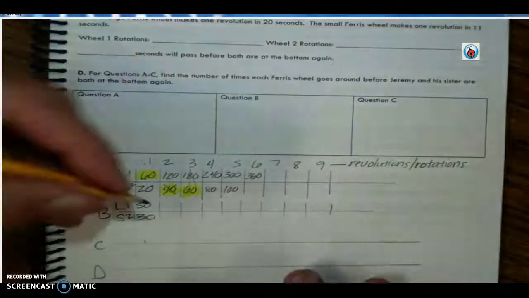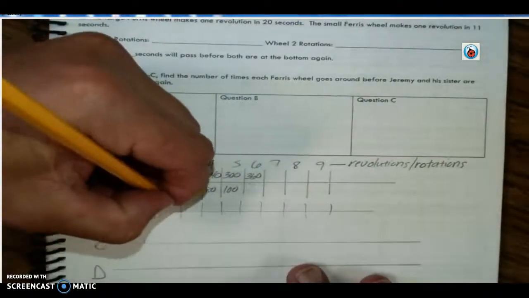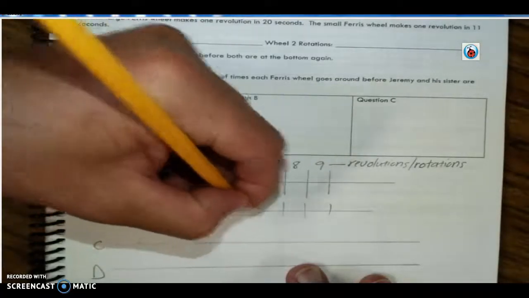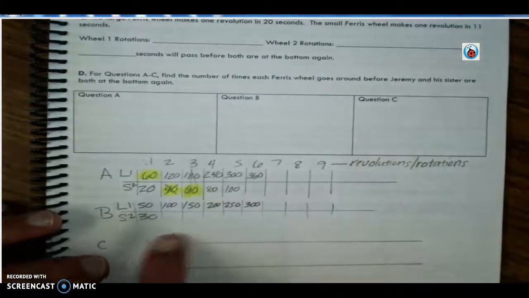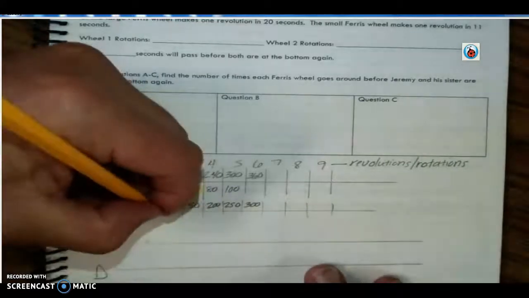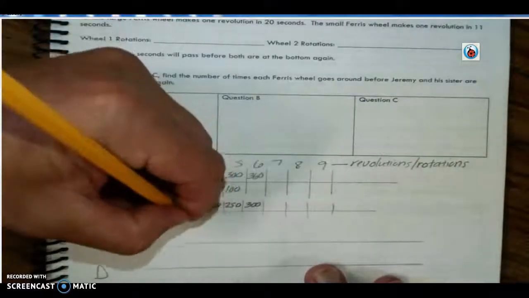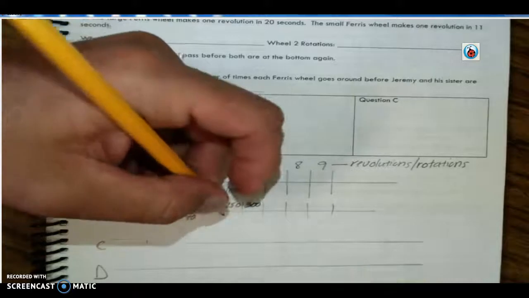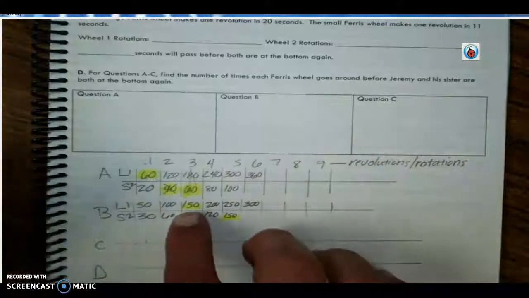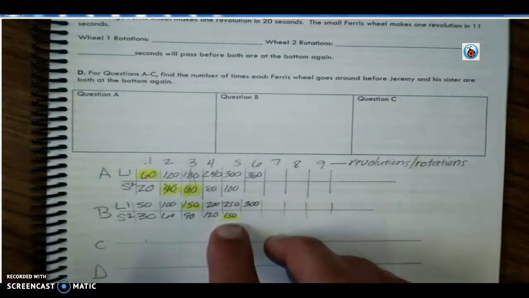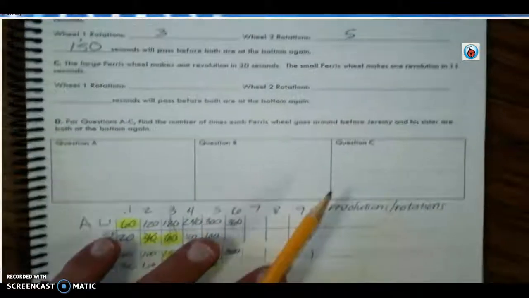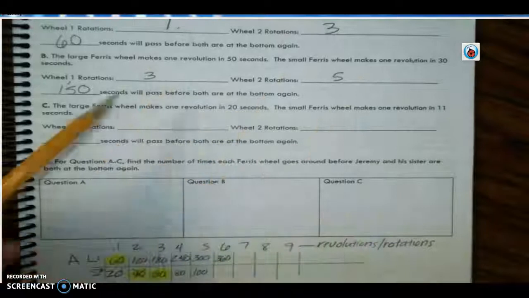I'm going to skip count by 50. So it's 50, 100, 150, 200, 250, 300. If you carry it out probably 6 or 7 times, you'll be good. For 30, I'm hoping your little brains are firing. So for 30, 60, 90. Okay, I went out and wrote them out, and I see that 150 is where they meet. So the large one did 3 rotations, and the small one did 5 rotations. So once again, 3 rotations, 5 rotations. The large does 3, the small does 5, and it was 150 seconds.